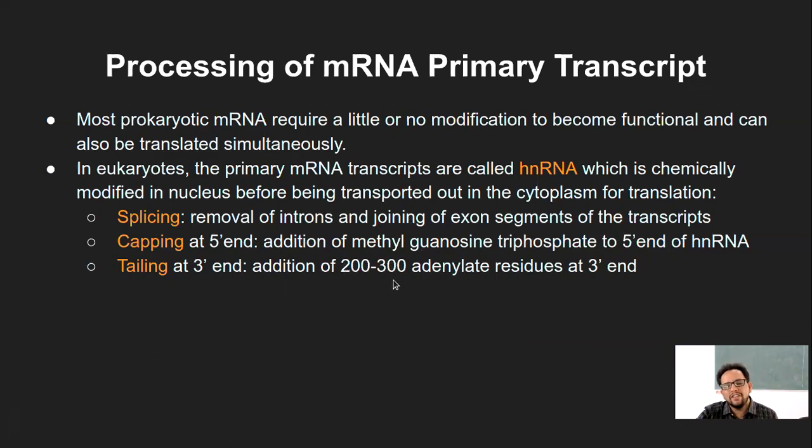And tailing, which is addition of the poly A tail. So 200 to 300 adenylate, that is adenine residues, are added at the 3' end. So these are the major changes in the mRNA transcript. Here we are not talking of tRNA or rRNA. This is very specific for mRNA, which we have already seen in general. So these are the three different processes that happen for making a functional mRNA molecule.